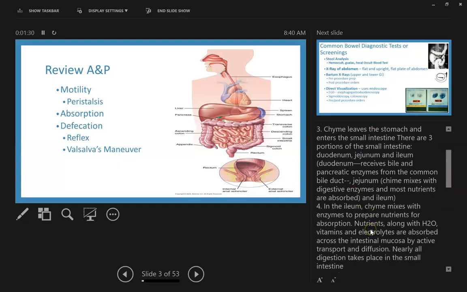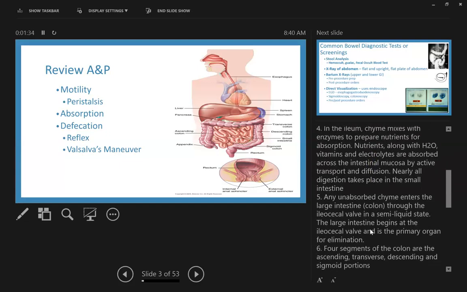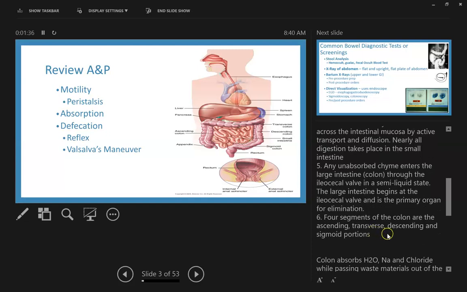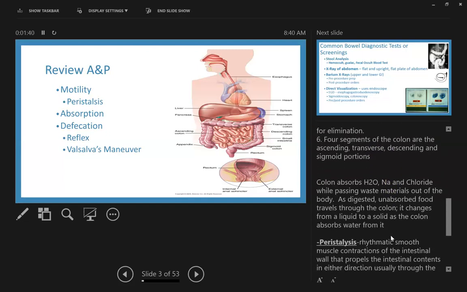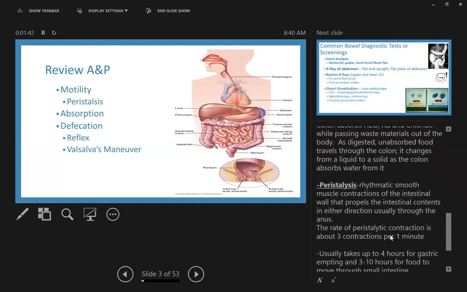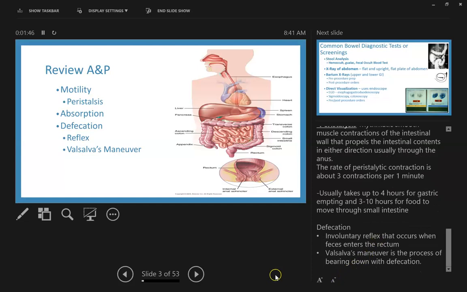So if you want to read through the little notes that I have, there's more about the anatomy and physiology. I'm just going to scroll through here, and you can pause if you need to take your own notes.